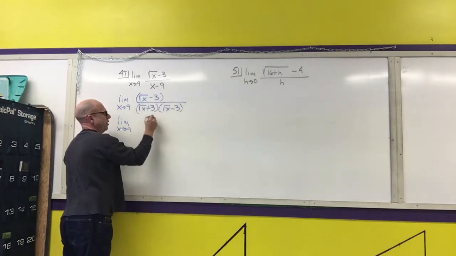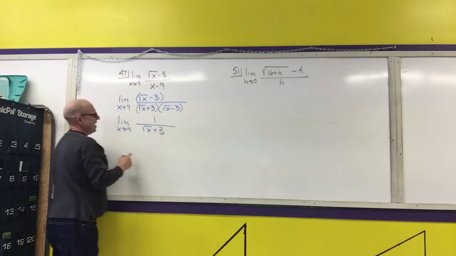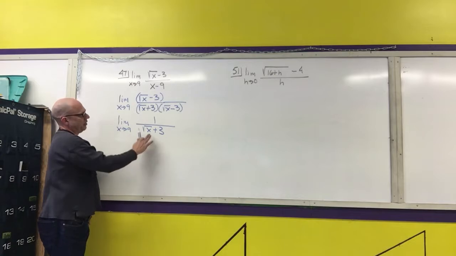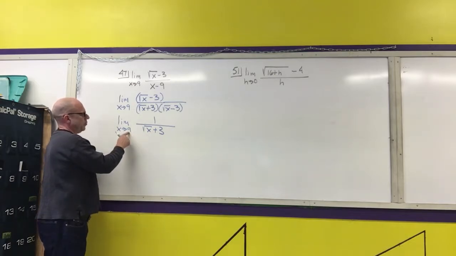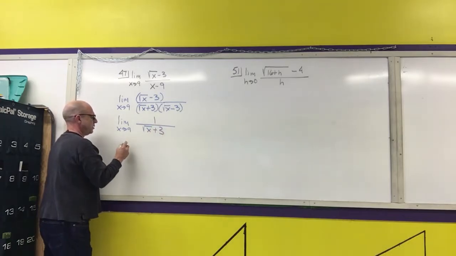Take the 1 out of the numerator, I get a 1. Take the factor out of the denominator, I'm left with the square root of x plus 3. I can now evaluate the limit because I'm not going to get a 0 in the denominator. Put a 9 in for x. The square root of 9 is 3. 3 plus 3 is 6. So my final answer is 1/6.